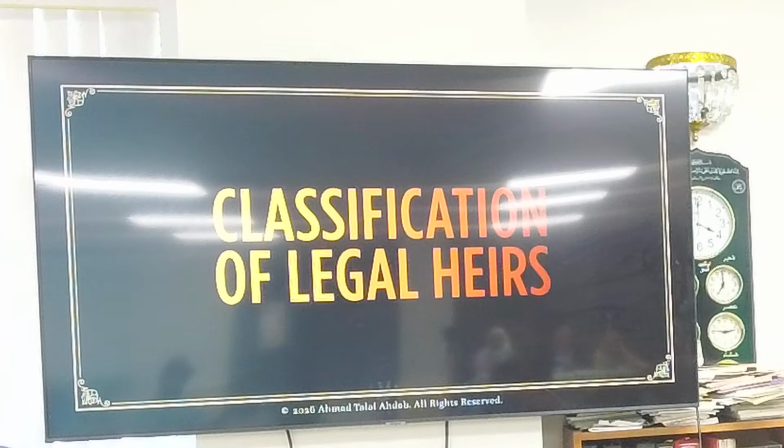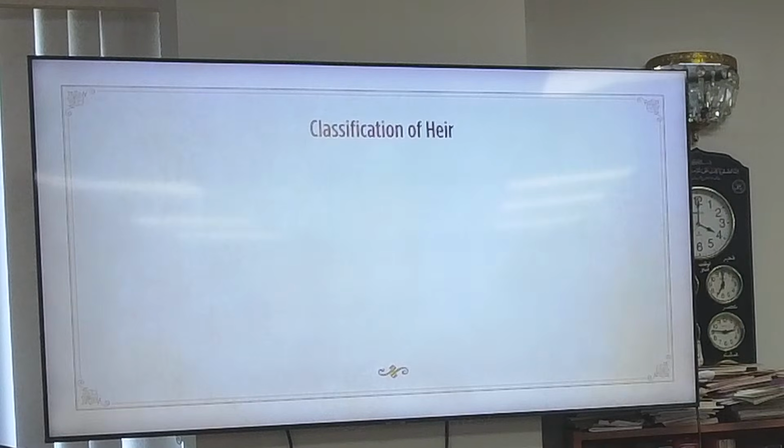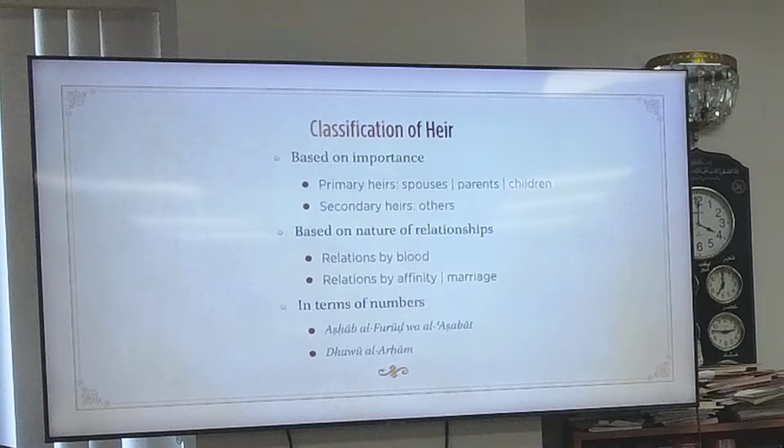Let's look now at the classification of legal heirs. So basically, classification of heirs. Based on importance, we have primary heirs. The primary heirs are spouses, parents, children. Those are never excluded. And then we have secondary heirs, others.